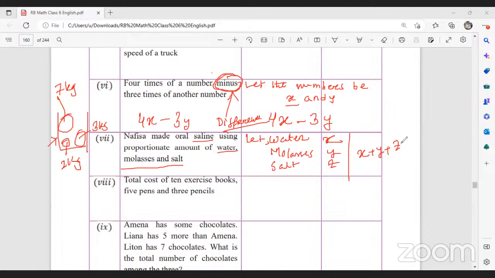The total cost of 10 exercise books, 5 pens and 3 pencils. Let the price of an exercise book be x, a pen y, and a pencil z. So 10 exercise books is 10x. 5 pens will be added with that because it is a total, so a similar plus symbol will be applied. So 5 pens means 5y, plus 3z. Understood? Yes, sir. Any confusion? No, sir.